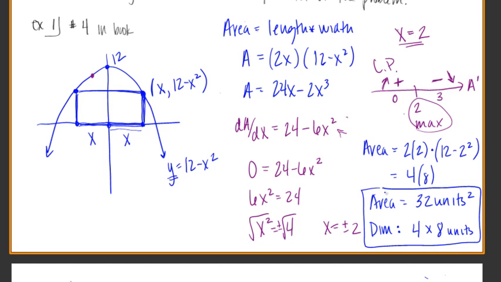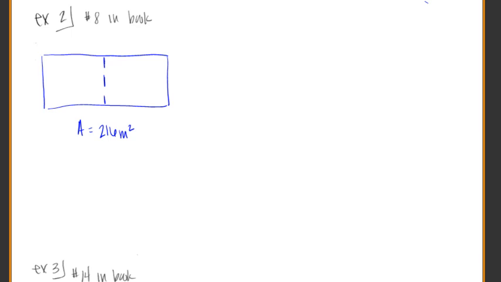So that would be the answer to example number 1, or number 4 in the book. Let's try this again, looking at example 2, which is number 8. Example 8 says that we have a rectangular pea patch, and it has an area of 216 meters squared. What we have done here is divided it into 2 equal parts.